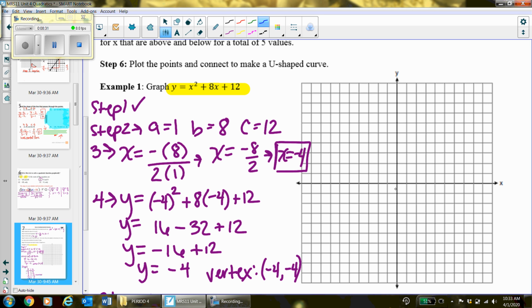So let's start at our vertex, which is also known as our turning point, negative 4, which is here. I'm going to go up because I know the next y value is negative 3. I know the next value is 0. All right, and I'm going to draw my U-shaped parabola with arrows. Okay, so that's what you have to do for graphing.